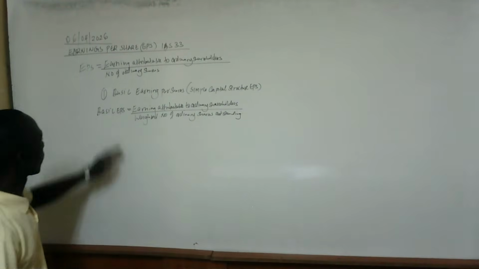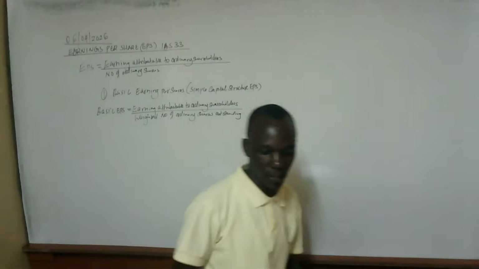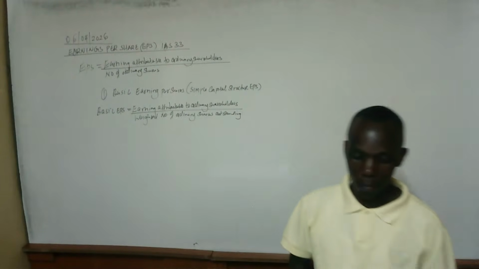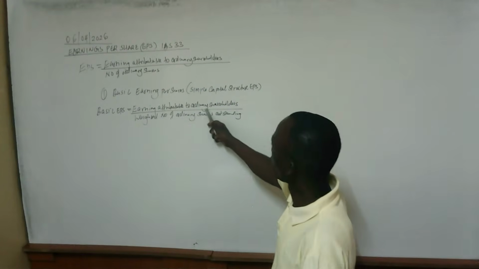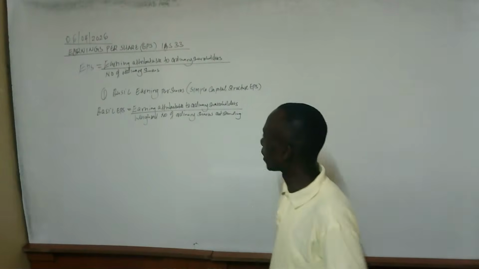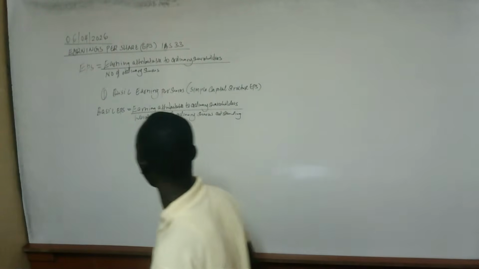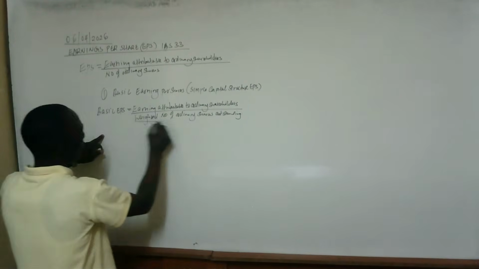So this is how we get the basic EPS in this case. Anytime we want to compute the basic earnings per share, we are going to take the earnings attributable to ordinary shareholders. Then we divide by the weighted number of ordinary shares outstanding. So therefore, how do we get the weighted shares?